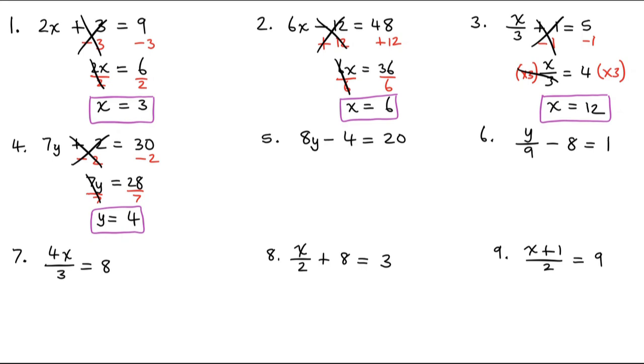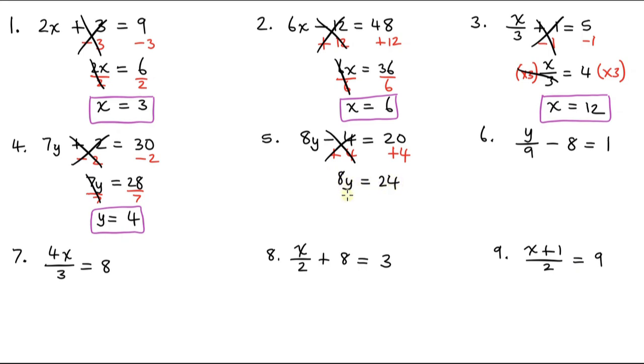Okay, question number 5. 8y minus 4 equals 20. So let's get rid of this negative 4. If we add 4 to the left and add 4 to the right, we've got 8y on the left, because the 4's will just cancel. And then on the right, we've got 20 plus 4 is 24. And now 8y equals 24.